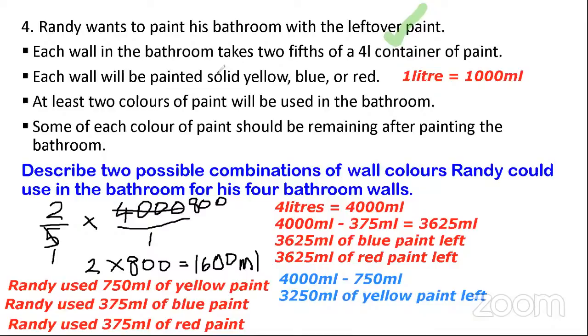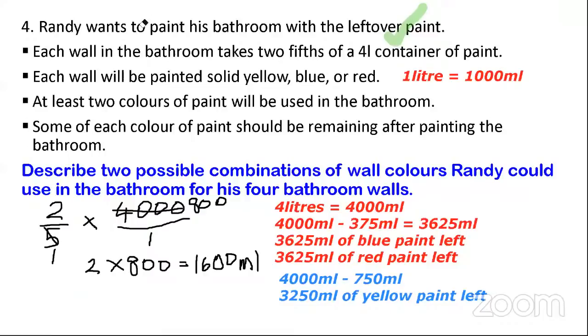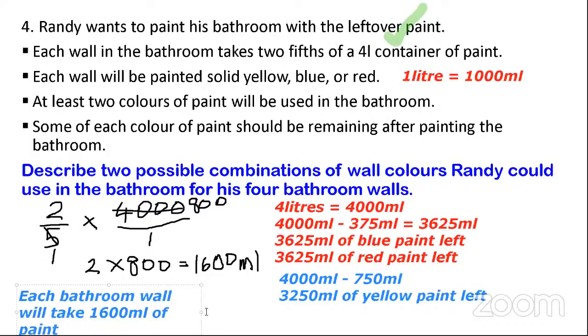So the third point says, so let me just erase this part at the bottom so we have enough space to work. Let me just write a sentence here to say each wall will take 1,600 milliliters of paint. Let me change that, not each wall, but each bathroom wall, because we need to be as precise as possible. It doesn't matter what paint it's going to take that amount.